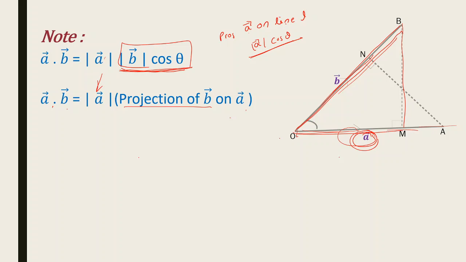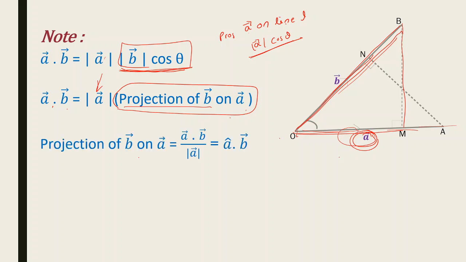So that is magnitude of B into cos theta. Now I need to find the projection of B on A. The question will be like this: find the projection of B on A, or find the projection of A on B, whatever the question may be. How to find that? With the help of this formula only we can find it. I want the projection of B on A. So A dot B, you keep it there itself, and this magnitude of A goes to the left side. Please keep in mind, this is the formula.